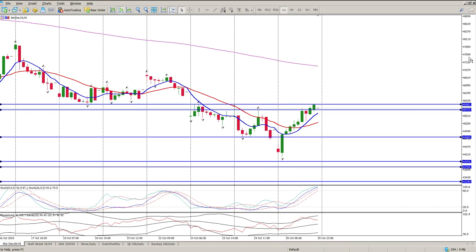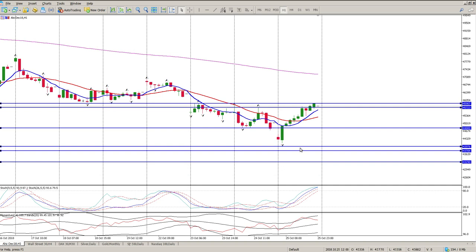So the levels to the downside that I suspect we're still going to tag are 43,975 to 43,785, and at the low end of the scale 43,290. So this bottom area here is very much what I expect we're going to tag. May not be today, maybe tomorrow, but I suspect also what's going to happen is we're going to be dictated to by what the US does at the US Open.